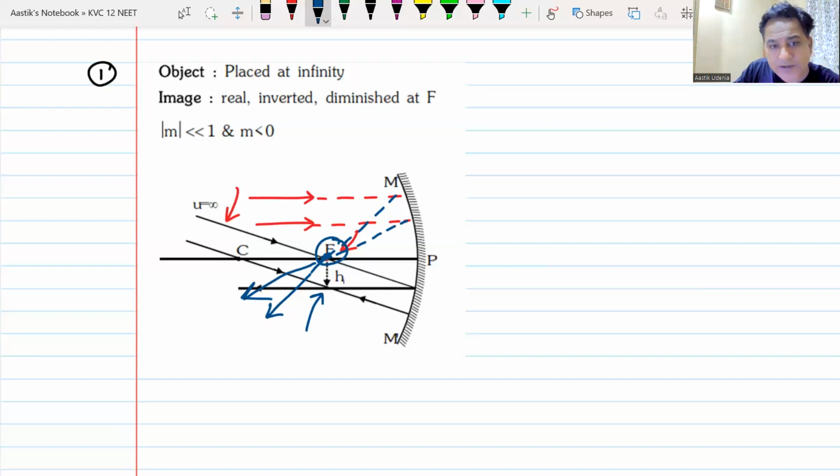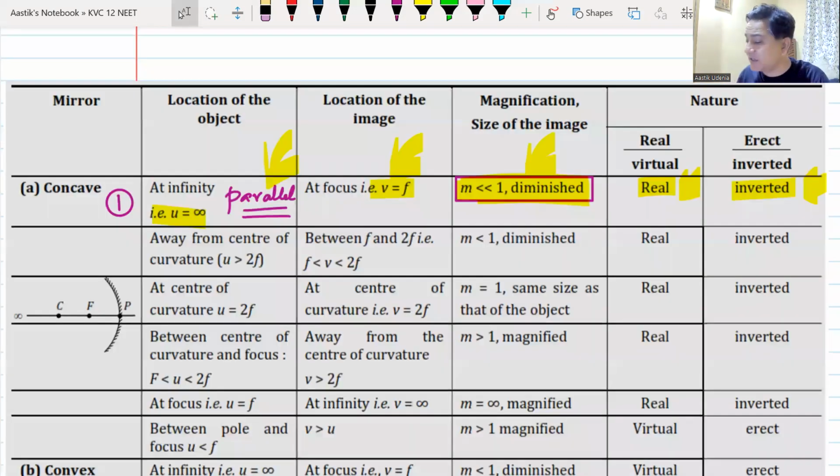The important point that you have to remember is very simple. The important point is that when the object is placed at infinity, the image is formed at the focus. The image is real, the image is inverted, and it is highly diminished. Have you written this? Yes or no? Yes, sir. Point number one, position number one.